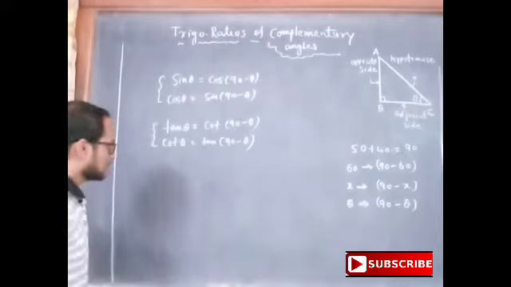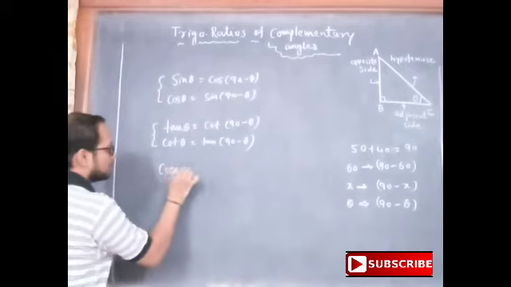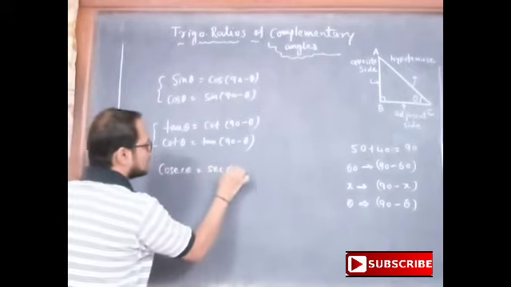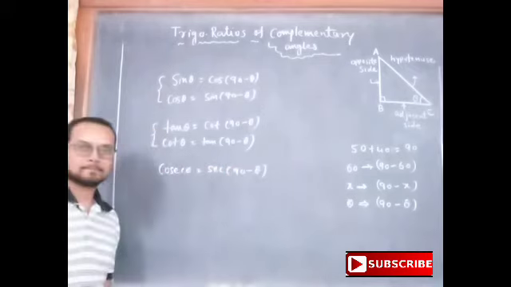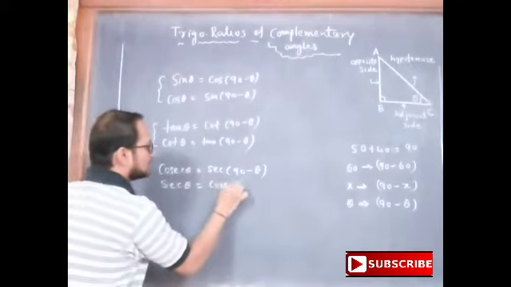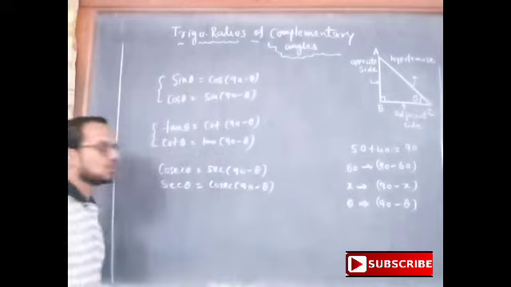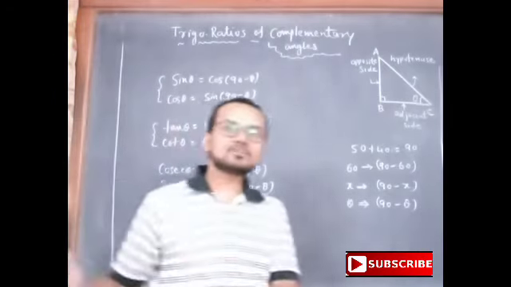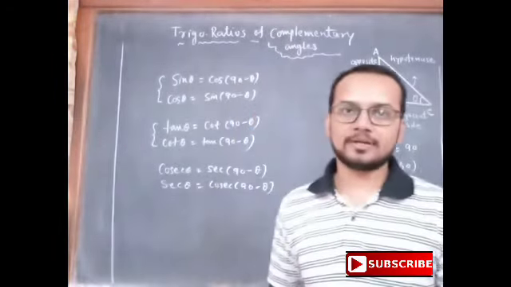The third pair is cosec theta equals sec (90 minus theta). So we get sec theta equals cosec (90 minus theta). So this way we get the pairs of complementary angles or complementary trigonometric ratios.